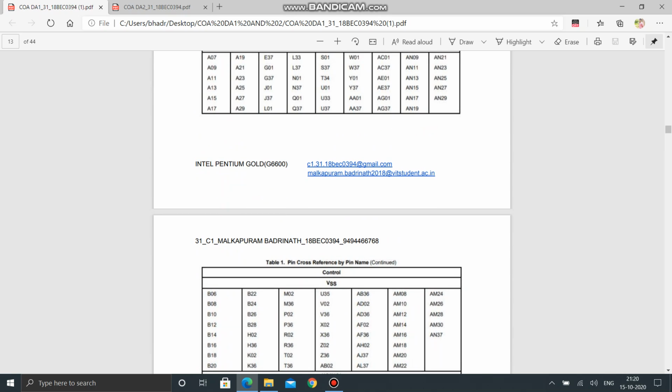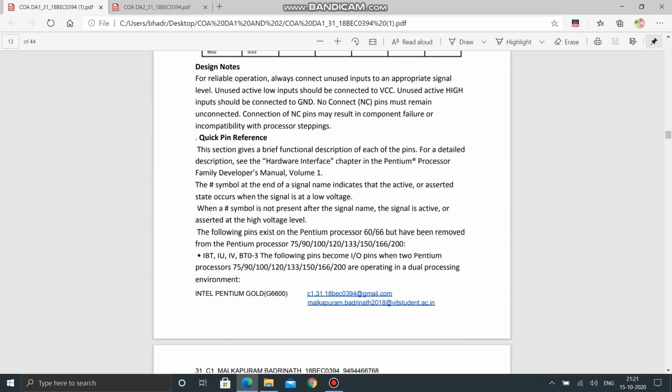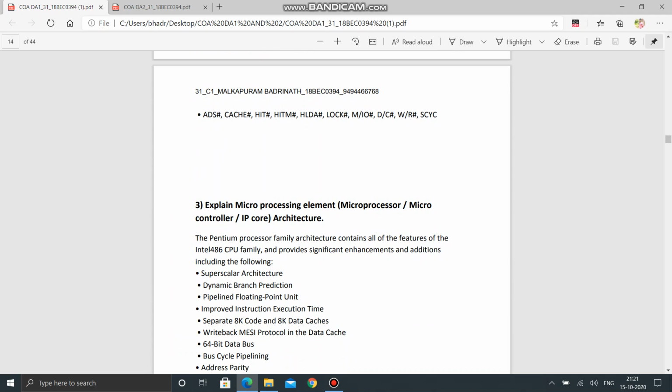So we'll quickly go into the pin reference. This section gives a brief functional description of each of the pins. For a detailed description, see the hardware interface. The # symbol at the end of a signal name indicates that the active or asserted state occurs when the signal is at a low voltage. When the # symbol is not present after the signal name, the signal is active or asserted at the high voltage level. The following pins that exist on the Pentium processor have been removed from the Pentium processor. 6066 have been removed. This is the new one.